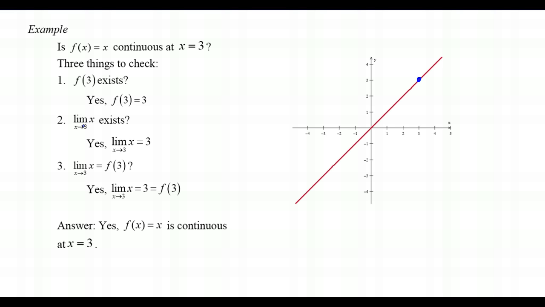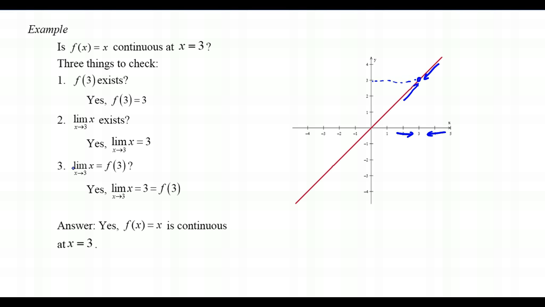Does the limit as x approaches 3 of x exist? So looking at the graph, as I get close to 3, on both sides of 3, I do get closer and closer to the same number. The number I get closer to is 3. So number 2, does the limit as x approaches 3 of x exist? Yes, it does. So it exists and it equals 3.